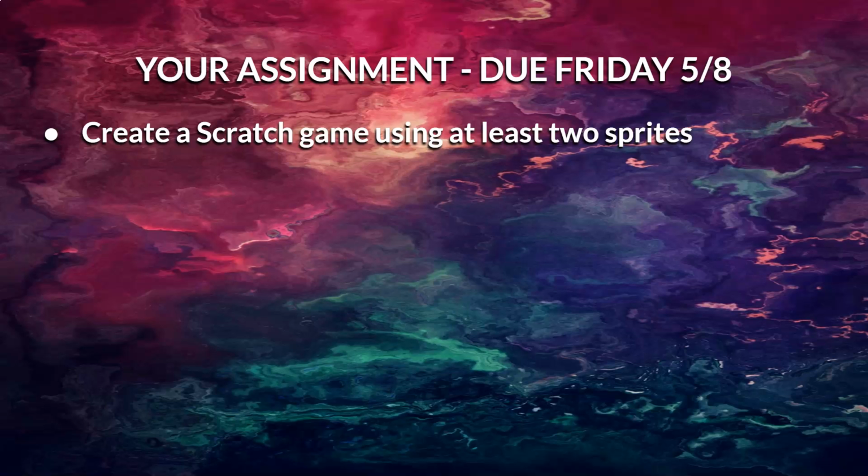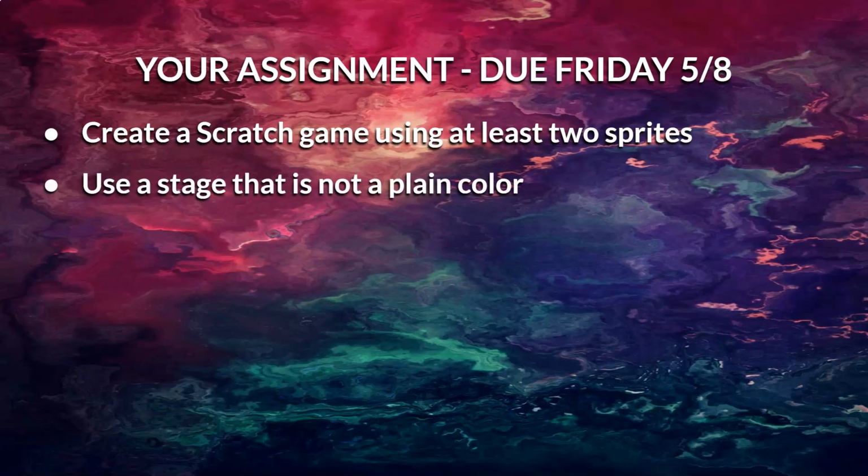You can use predefined sprites from the library. You can create shapes. You can import other imagery that you can use as sprites. It's up to you. You need to use a stage that is not a plain color. You can upload a photo of your own that is of some sort of environment you want a game to be made into. You also can use one of the many images in the library.